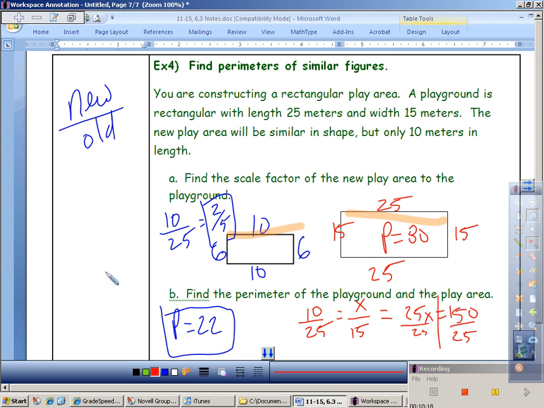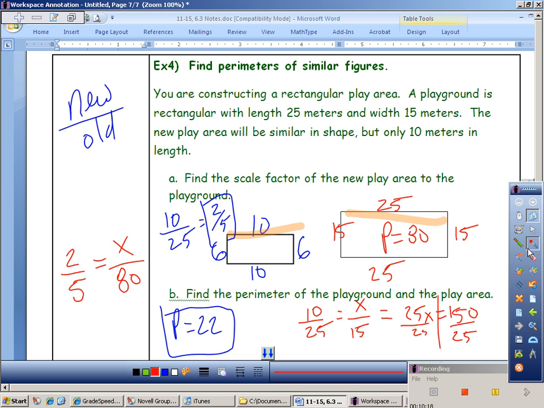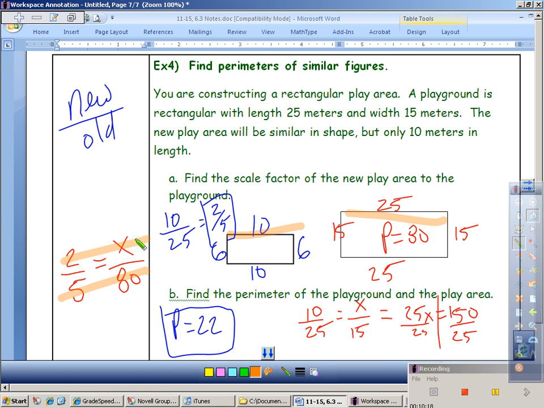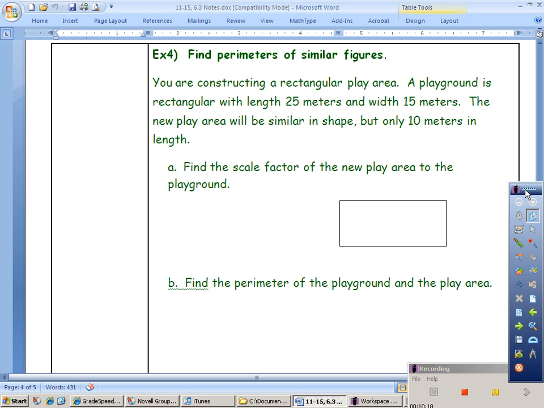So I could set it up as a proportion that says the scale factor 2 to 5, the smaller rectangle is to the larger, as the perimeter of the smaller, that's my unknown, is to the perimeter of the larger, which is 80. Then when I cross multiply here, I have 5x equals 160, divide by 5, and I will again get 22. So what you have to be cautious of when you set up the proportion, just be aware that right now I have the smaller rectangle on top, larger on the bottom. It doesn't matter if I flip it, but they do need to correspond to the same shape on the top and the bottom.